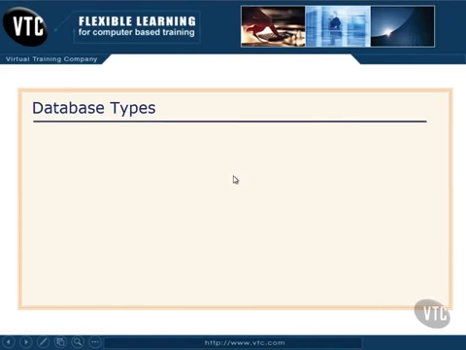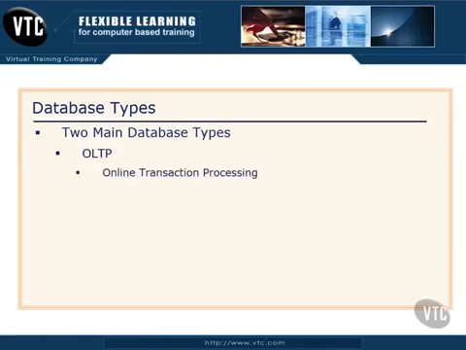Now, as we get ready to jump into the topic of data warehousing, let's first go over the two main database types that you're going to hear about, and I want you to understand what people are telling you about these databases when they mention these types. The first is an OLTP, and that stands for Online Transaction Processing. The next type is OLAP, that stands for Online Analytical Processing.